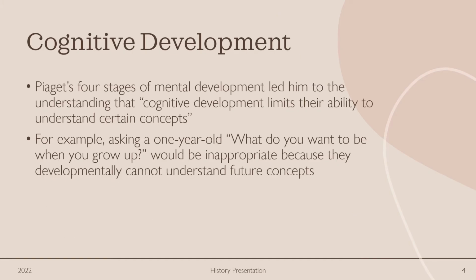So next we have his impact on cognitive development. The 4 stages of mental development led him to the understanding that cognitive development limits their ability to understand certain concepts. This means that children don't understand certain concepts at certain ages. For example, asking a 1-year-old, what do you want to be when you grow up? That would be inappropriate because they developmentally cannot understand future concepts, which means that over time they will develop that. And back then people used to think, why can't I ask my 3-year-old these complex questions? And that's because developmentally they are not there yet.